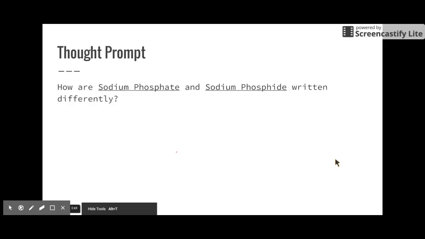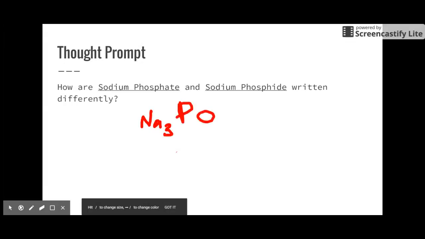So really quick, thought prompt. How are sodium phosphate and sodium phosphide written differently? Well, sodium phosphate is a polyatomic ion. And if I look at my polyatomic ion list, phosphate has a -3 charge. So sodium phosphate is written like this: Na3PO4. PO4, phosphate, has a -3 charge. Sodium is a +1 charge, so I need 3 sodiums to cancel out that phosphate.